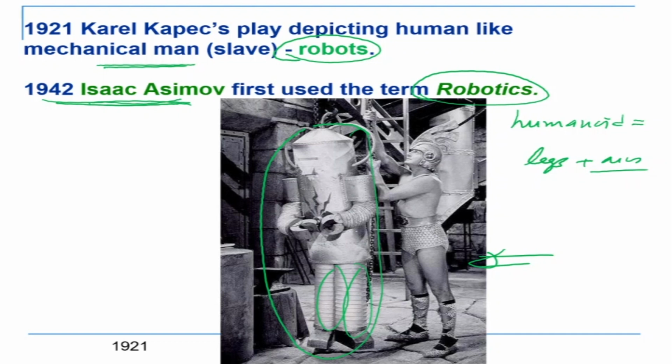And Isaac Asimov also talks about robots and robotics, where most of his robots are humanoids which have legs. Okay, so the early study and the very concept of robots and robotics are for systems which have legs.